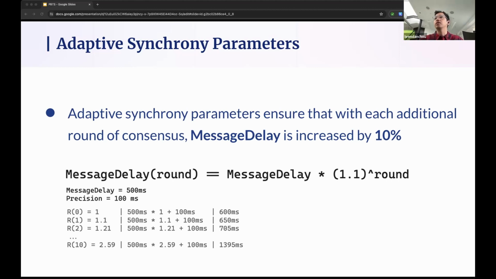I have a question on the precision and message delay parameters. Are those in state, or are those off chain in config files, for example? Those are consensus parameters. You have your defaults that we set at the config level, but updating them will effectively require an upgrade. Got it.